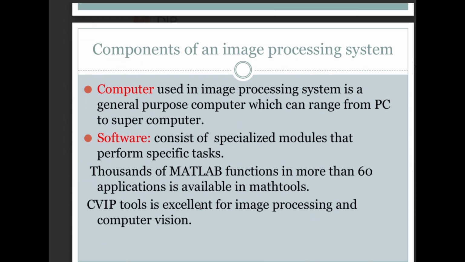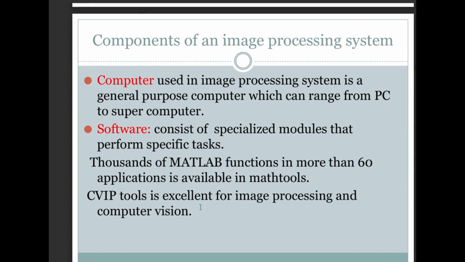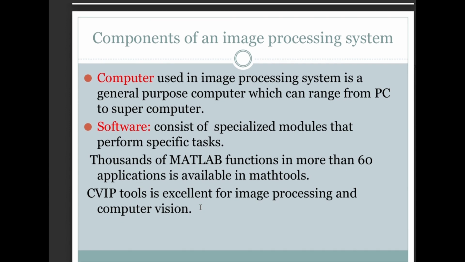Next one is the computer. The computer used in an image processing system is a general purpose computer, which ranges from a PC to a supercomputer. Software. Software consists of specialized modules that perform specific tasks.